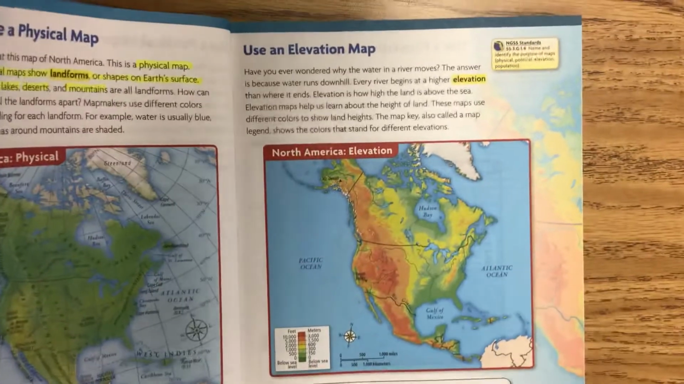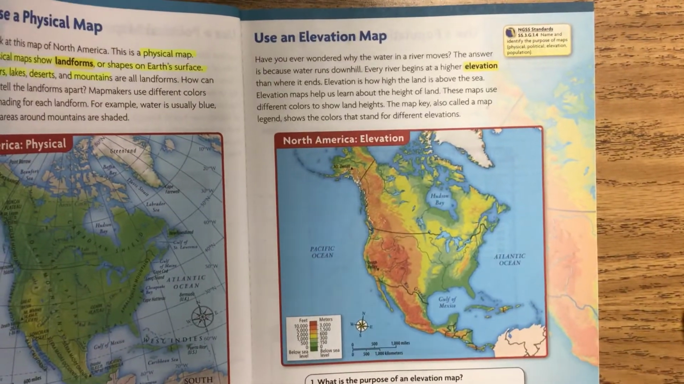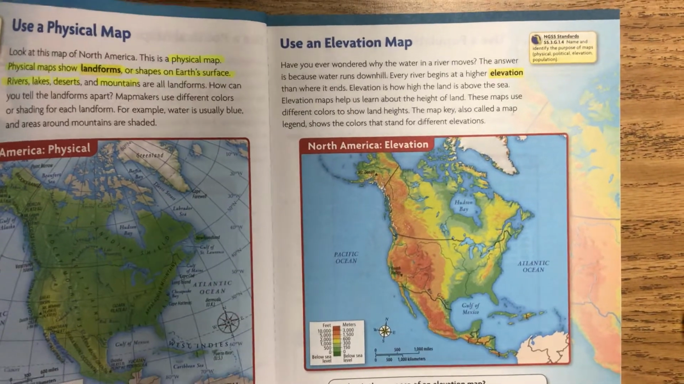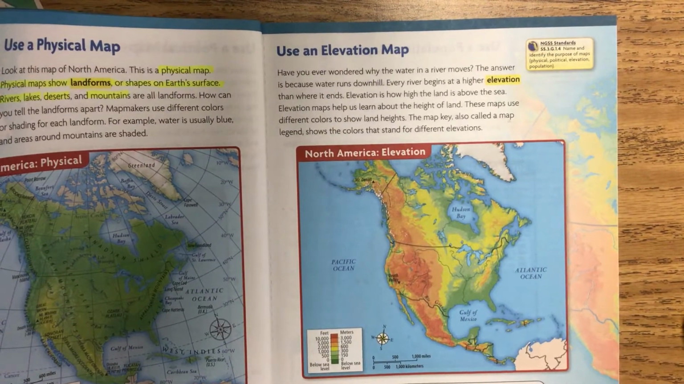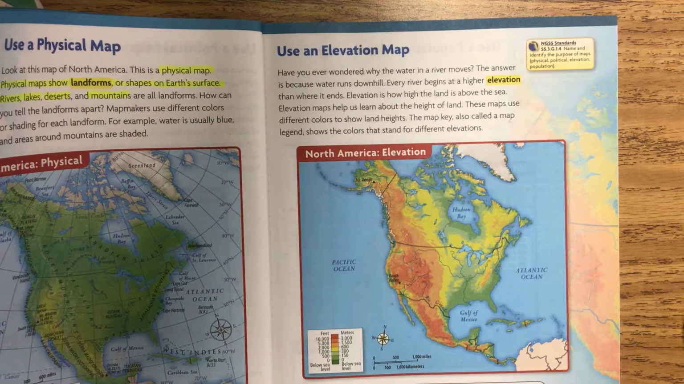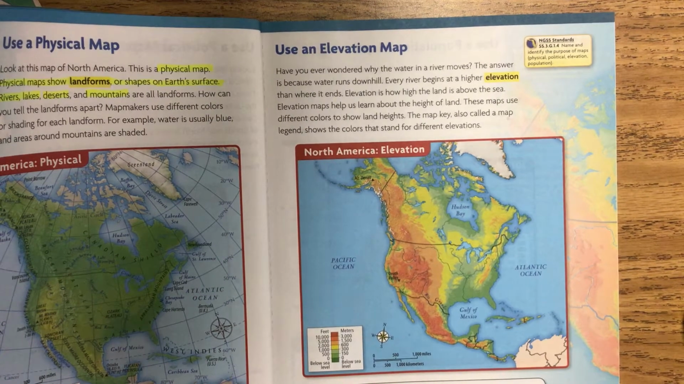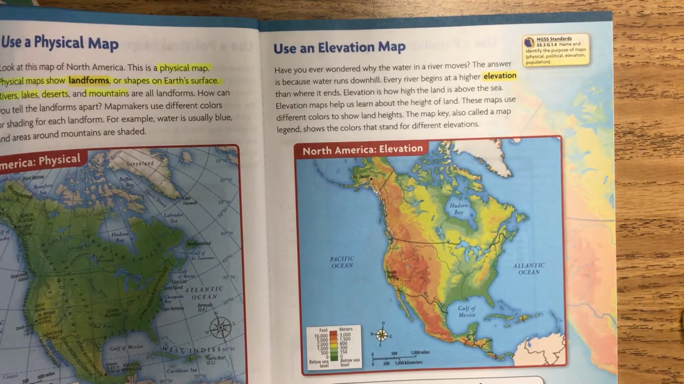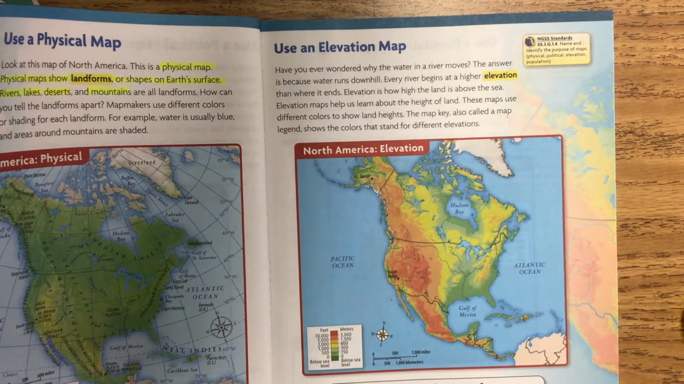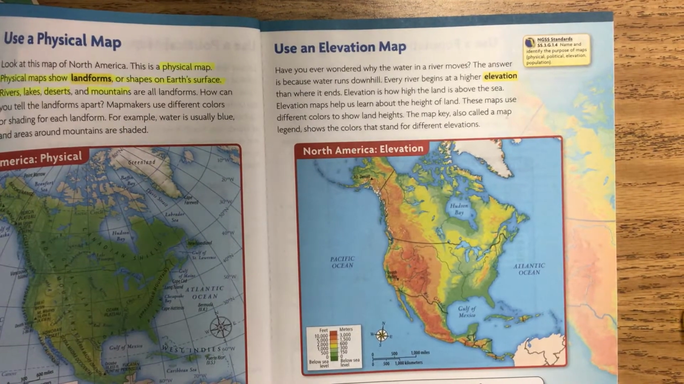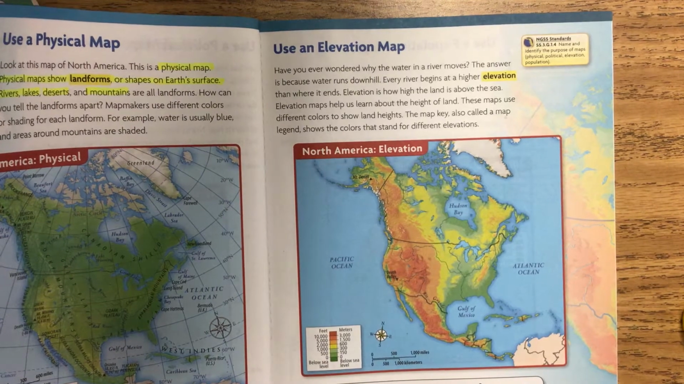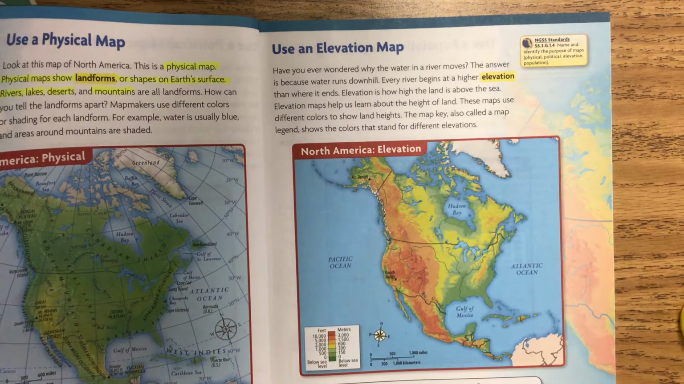Now the next type of map we're going to learn about is an elevation map. And it says, have you ever wondered why the water in a river moves? The answer is because water runs downhill. Every river begins at a higher elevation than where it ends. Elevation is how high the land is above the sea.